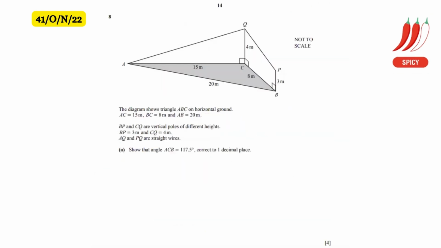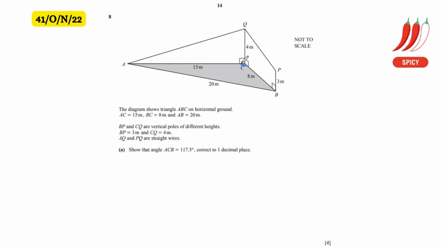Question says diagram shows triangle ABC in horizontal ground. AC is 15 meters, BC is 8 meters, and AB is 20 meters. BP and CQ are vertical poles of different heights. BP is 3 meters and CQ is 4 meters. AQ and PQ are straight wires. Show that angle ACB is 117.5 correct to 1 decimal place.